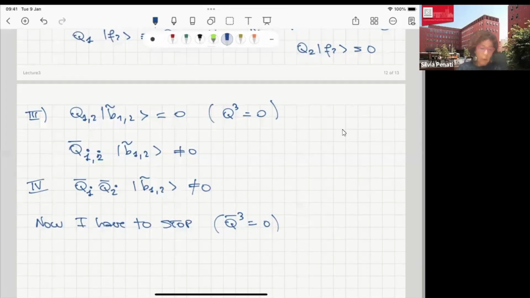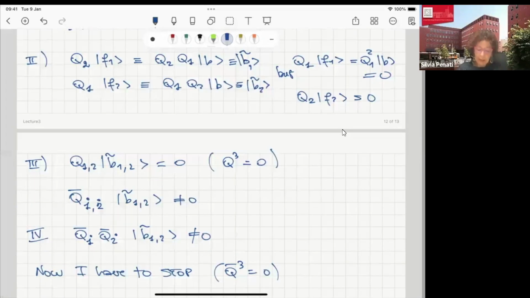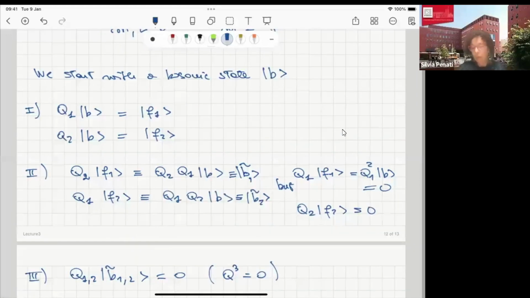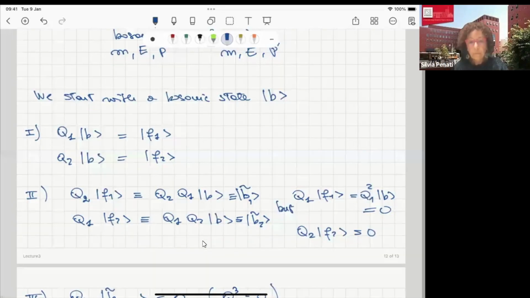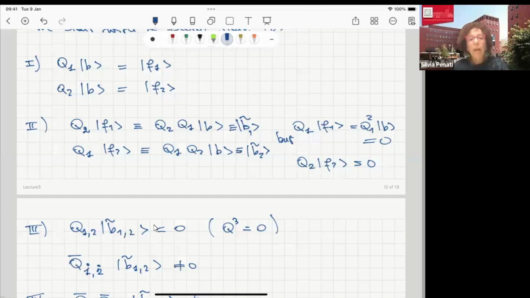Okay, so what I realize is that if I start with a generic state, we started with a bosonic state, but you could even start with a fermionic state. It is the same thing. If we start with a generic state, we can build up a chain of states which will differ from the original state in spin, of course. Every time you apply a Q or Q bar, you increase or decrease the spin by 1/2. So you always move from boson to fermion to boson and then to fermion, okay?